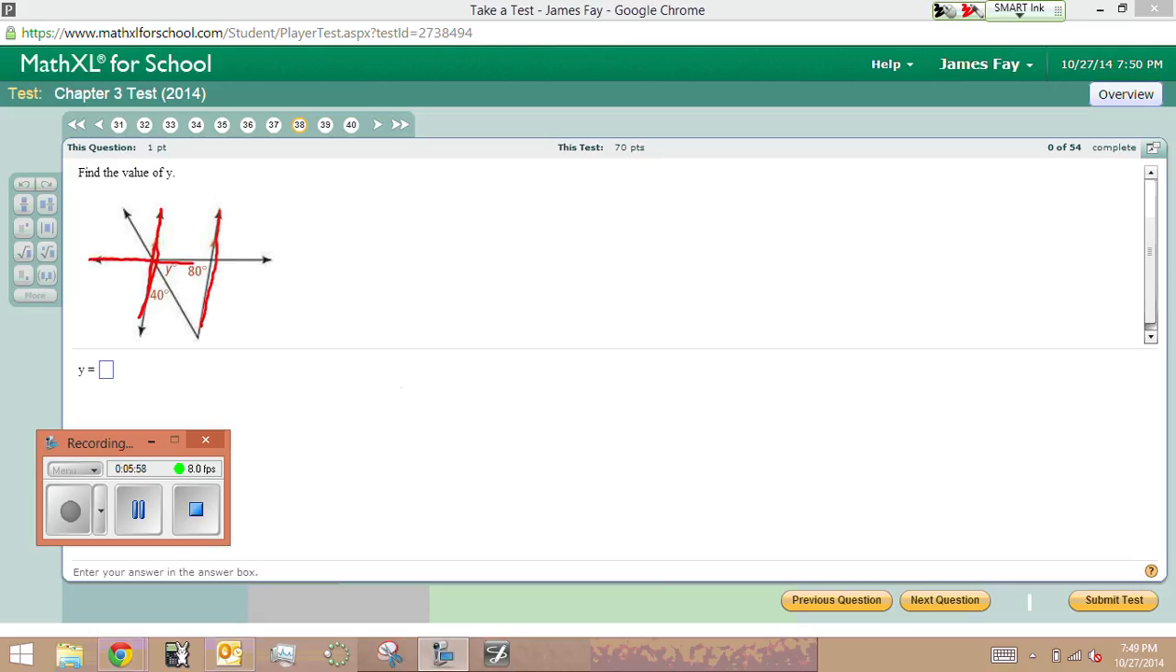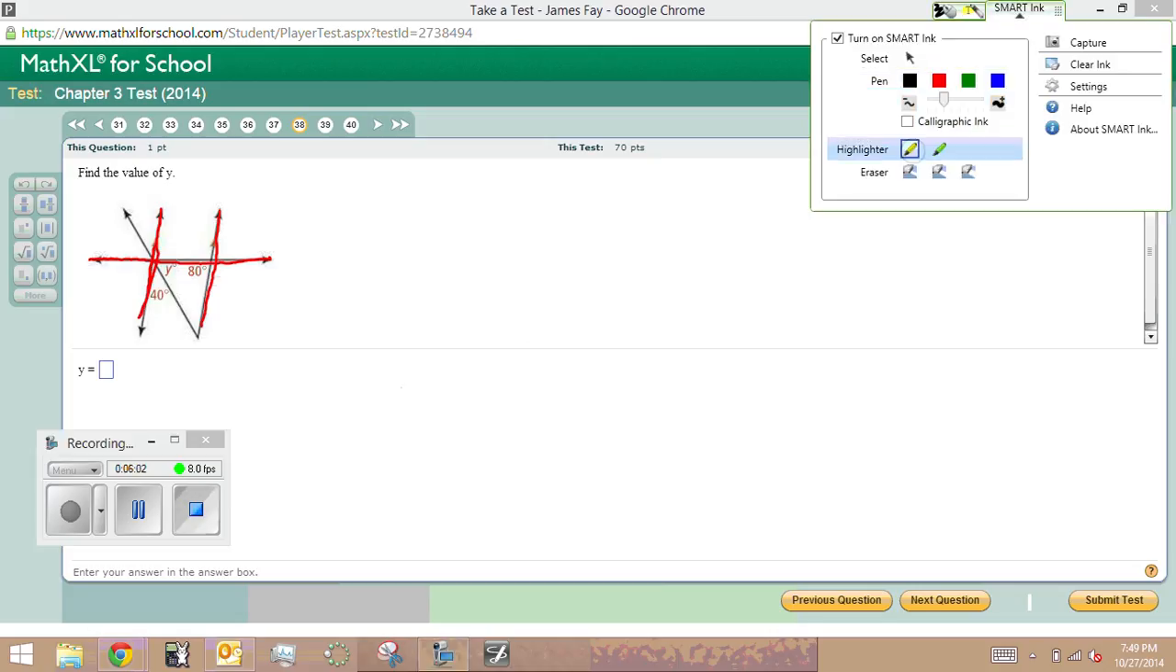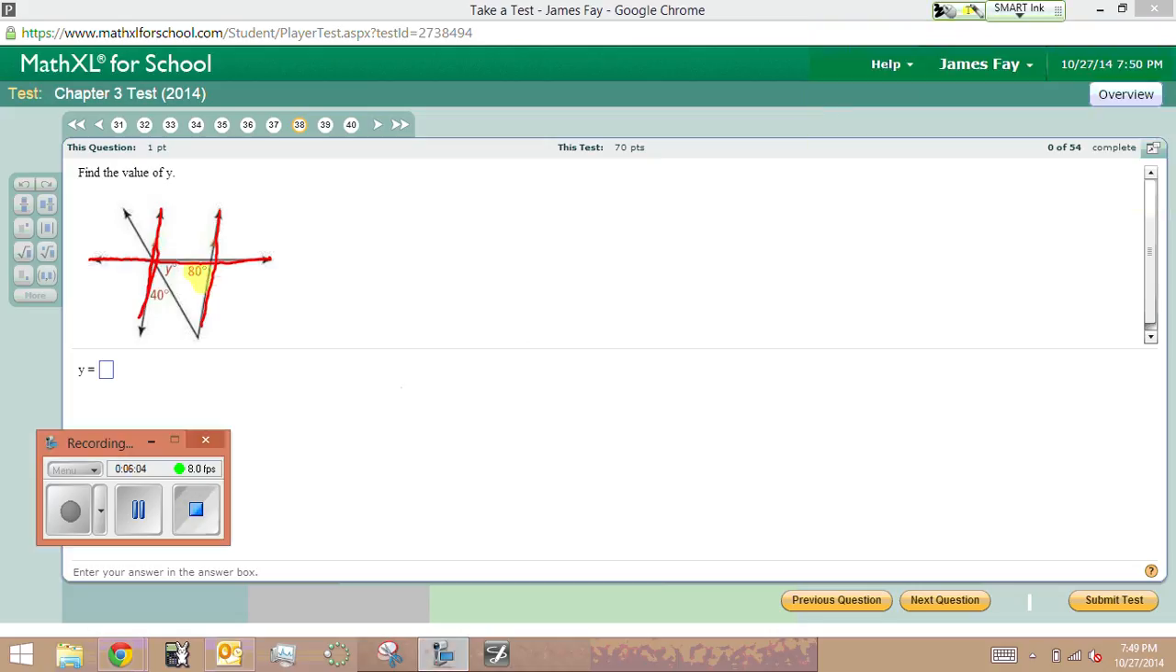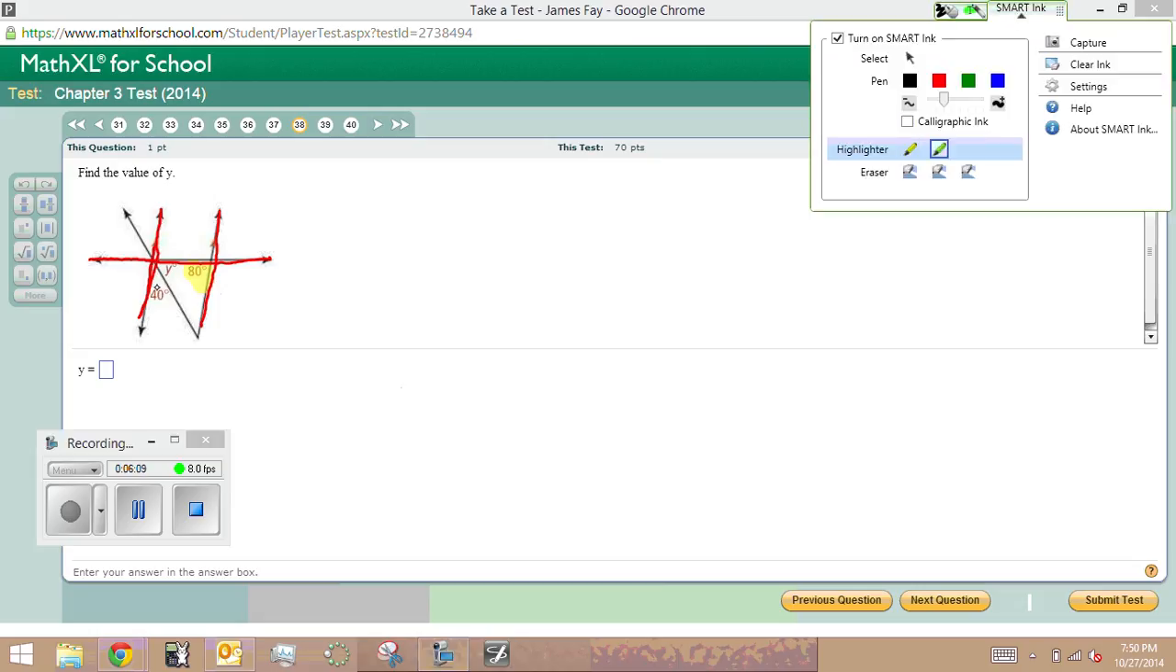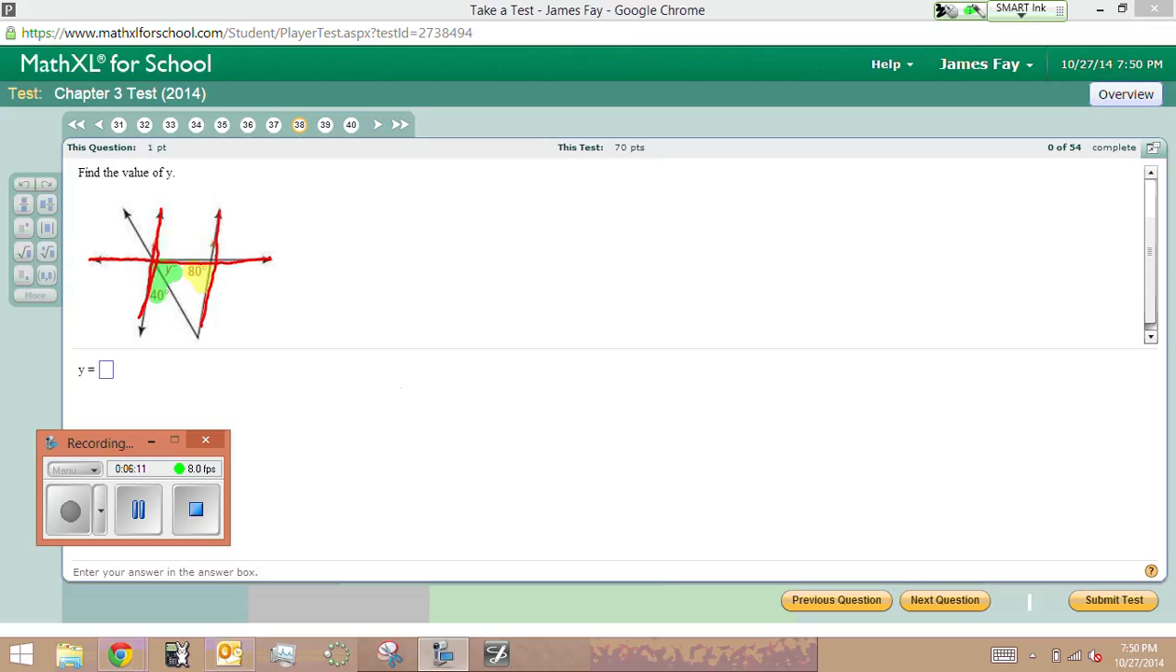I think this is probably the best transversal to look at, for the reason that this angle here, 80 degrees, along with this angle of 40 and this angle of y. So 40 plus y, that angle, plus the 80 that you have. The entire green angle and the entire yellow angle are same-side interior angles. So that should equal 180. So that's going to tell me that y is going to be 60 when I do the math.